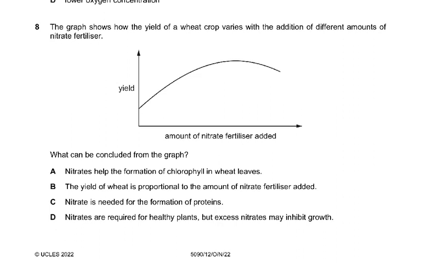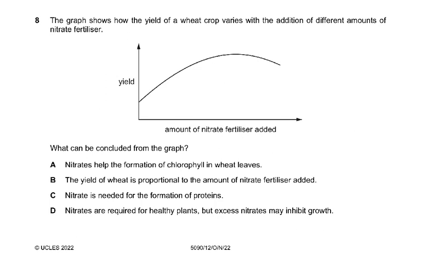Then we have question 8. The graph shows how the yield of a wheat crop varies with the addition of different amounts of nitrate fertilizer. So you keep on adding amounts of fertilizer. So say you added 1 and then 2 and then 3, 4, 5, 6, 7, something like this. You can give any figures to it. And then on this side the yield increases to 10 mounds per acre, then 20, then 30, then 40 mounds per acre. It says yield.